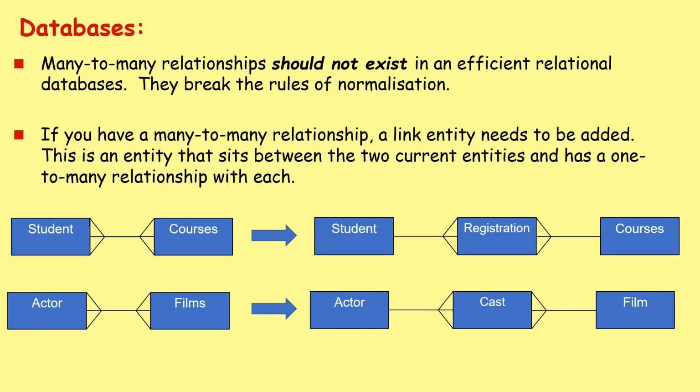If you have a many-to-many relationship, a link entity needs to be added. This is an entity that sits between the 2 current entities and has a one-to-many relationship with each. So we have students and courses. We can transform that so we have students linked to registration, which links to courses. Actor and films can be changed so we have this cast entity in the middle. So actor to cast has a one-to-many relationship, and cast to film has a one-to-many relationship. Again, it's always going to look the same as this pattern. One-to-many, many-to-one. It's always going to be the same when you draw it like this.